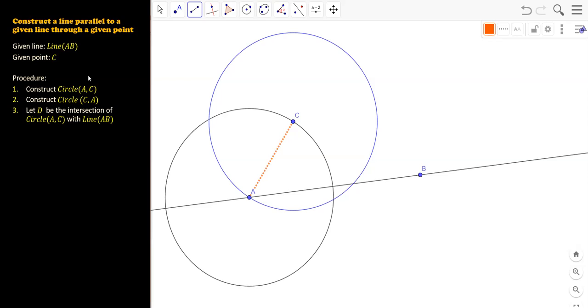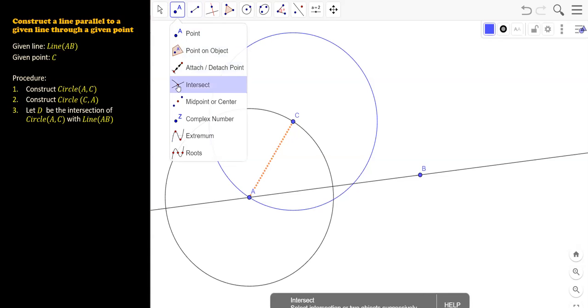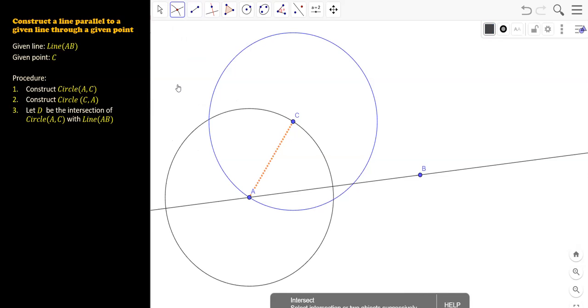So we want to create a new point, D. Now, D will be the intersection of circle AC, so that's the black circle, the one with the center at A, with the original line, AB. You might notice that there are 2 points of intersection. Well, turns out we could pick either one. You can try this construction using the other point of intersection. Either one will work as it turns out. So I'm going to pick that one just because it's closer to the middle of my picture here.